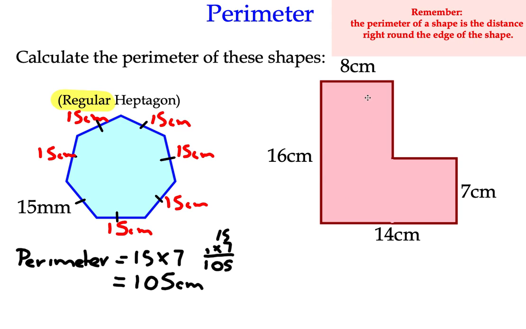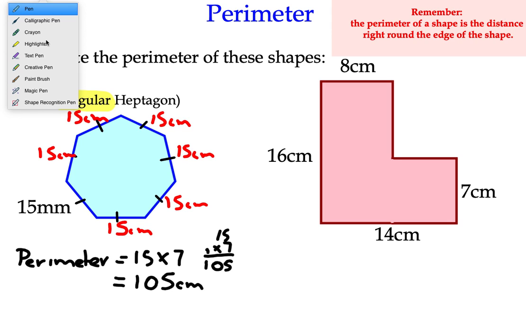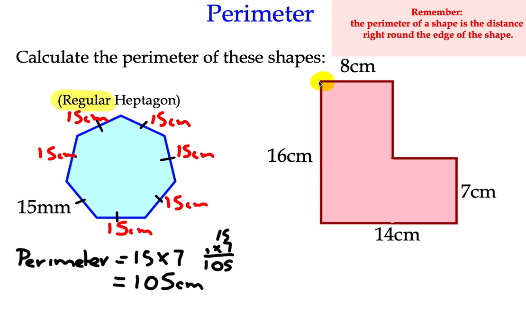We can find the distance all the way around. So let's just take a walk round, because this is one that causes a little bit of problems. Let's start at the top here. Now, if I go along here, I've got 8 centimeters. That's good. I've got another line down here, and I don't know the length of that.